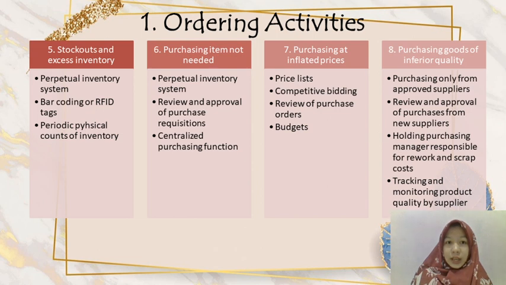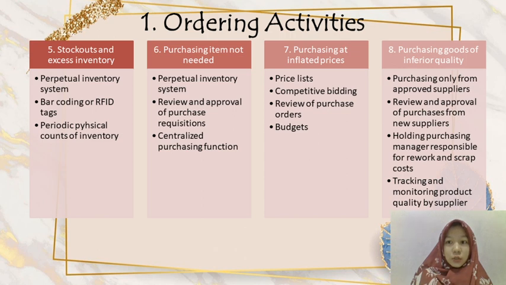Next is purchasing items not needed. The solutions are a perpetual inventory system, review and approval of purchases, and centralized purchasing functions. Next is purchasing at inflated prices. The solutions are price lists, competitive bidding, review of purchase orders, and budgets.